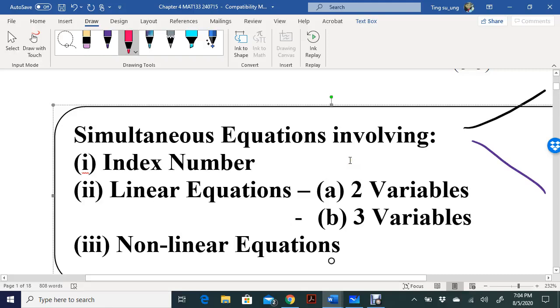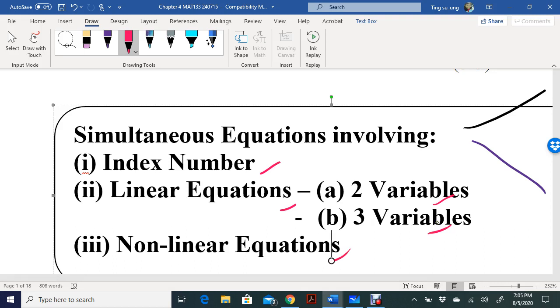Okay, so I just give you a brief on the simultaneous equations that will be involved for MAT133. Basically you will have three forms here. The first one will be index number, the second one will be linear equations with two or three variables, and the third one will be nonlinear equations.